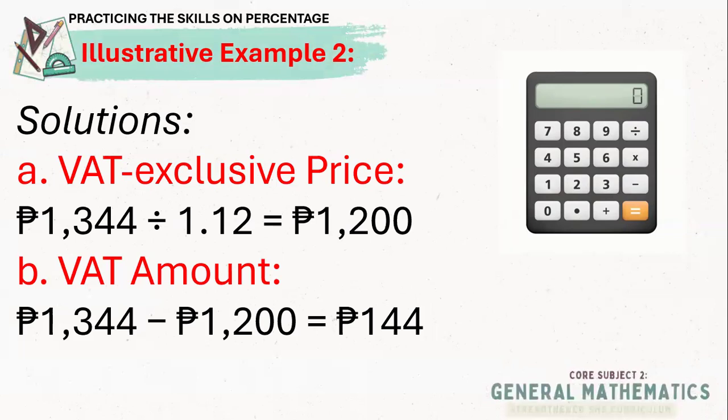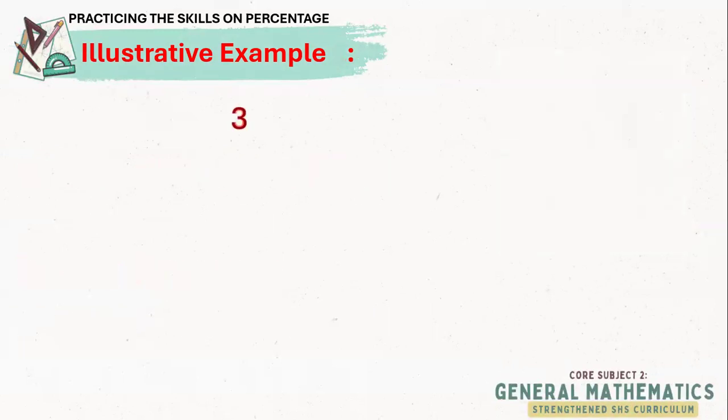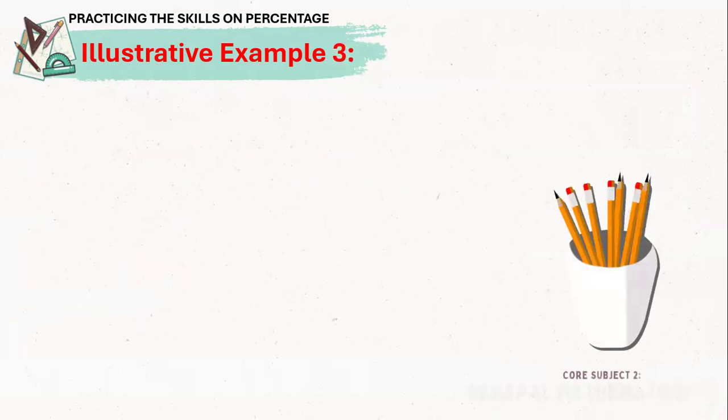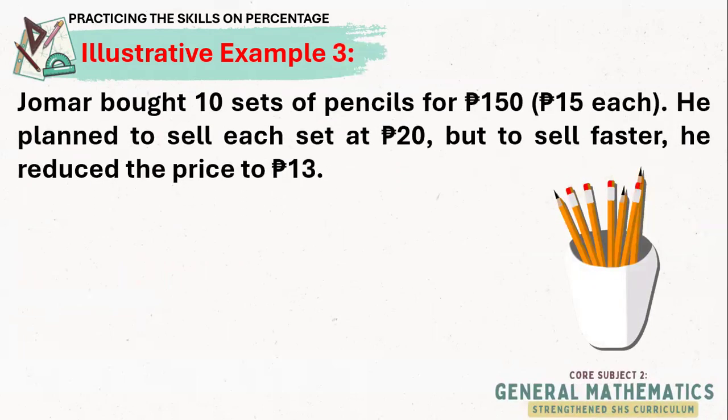So when pricing products, sellers must understand how VAT affects net income. As buyers, knowing VAT helps us understand government tax revenue. Now let's proceed to the third example, selling pencils.